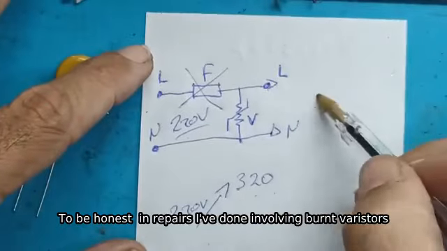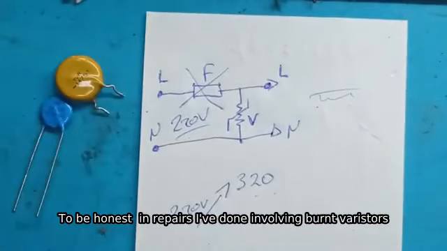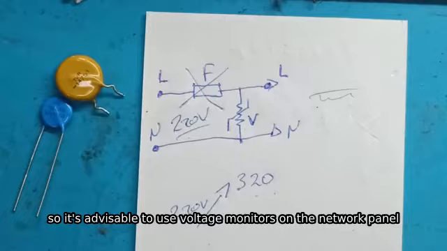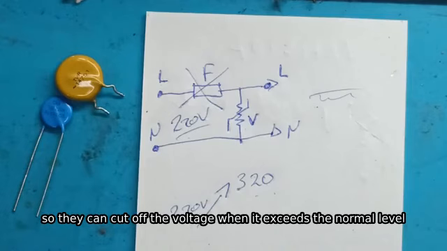To be honest, in repairs I've done involving burnt varistors, the fault has usually progressed further, and they don't catch it in time. So it's advisable to use voltage monitors on the network panel, so they can cut off the voltage when it exceeds the normal level.